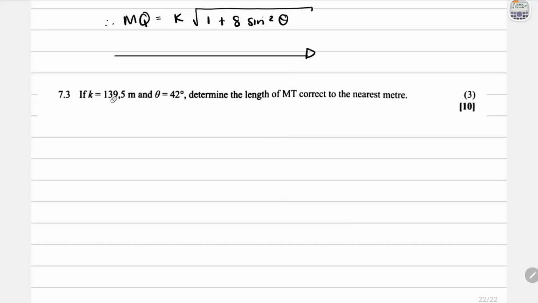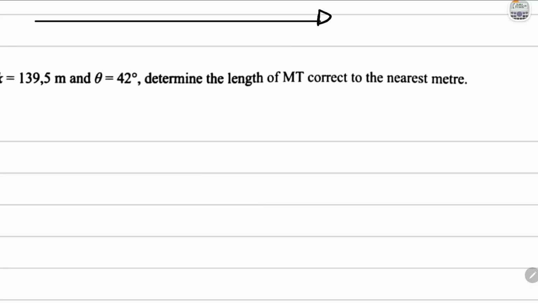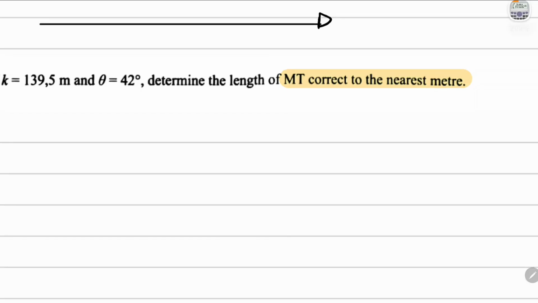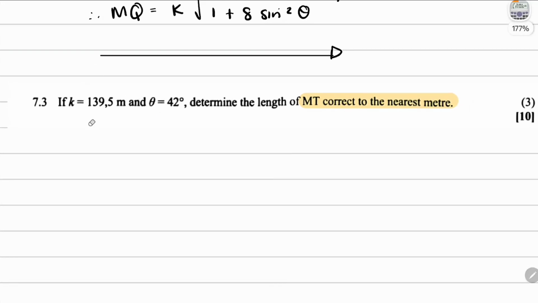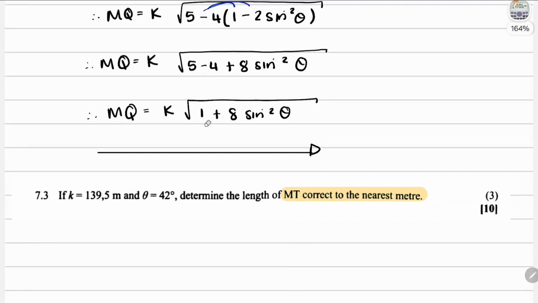So the next question says, if K equals 139.5 meters and theta is equal to 42 degrees, determine the length of MT correct to the nearest meter. Okay, so no decimals, so just correct to the nearest meter. Let's go ahead and see how we can actually find MT. Remember, always use what you previously got. So we're going to have to fill that in.